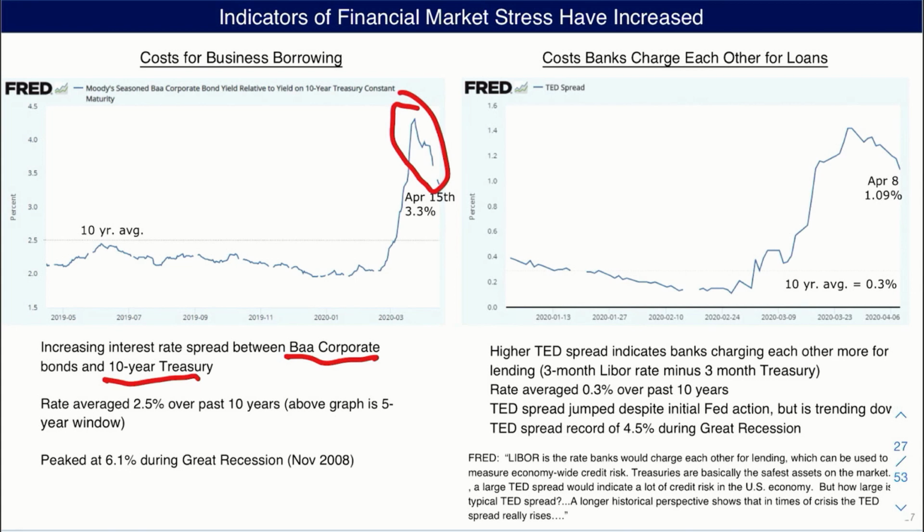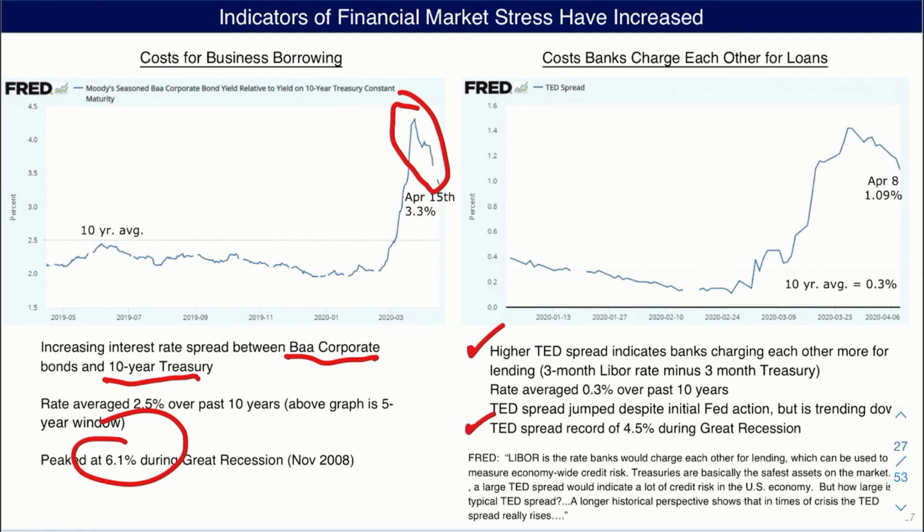And then on the other side, you've got the cost that banks charge each other. It's called the TED spread. And it's been jumping, but following a similar pattern. The Fed has been intervening to knock that amount down. And that's what banks are charging each other. It hit 4.5% during the Great Recession. So it's not that bad, but it's still elevated.